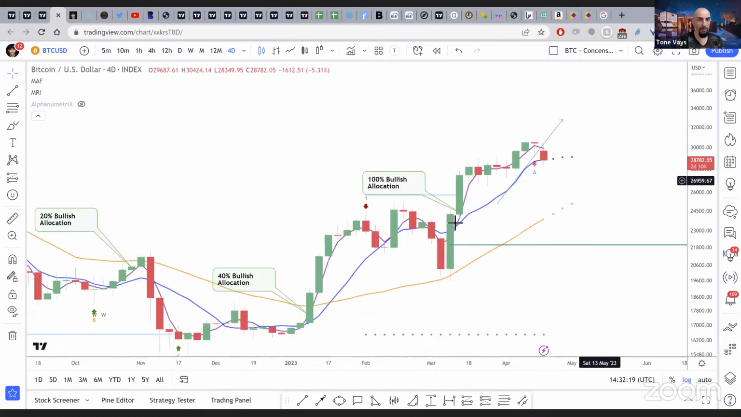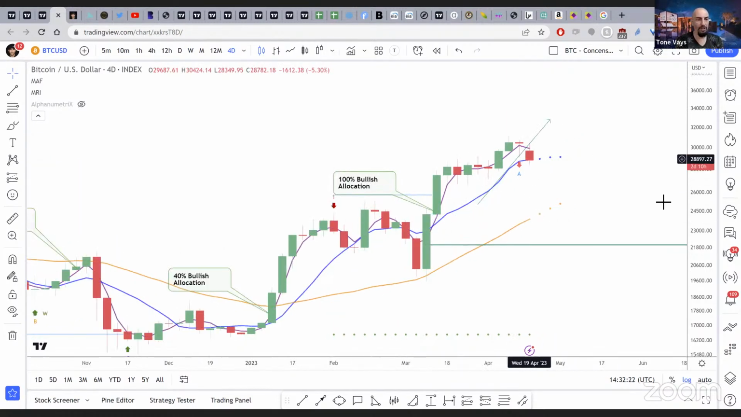So it's time to pay attention to our 100% bullish position. But for now, we're keeping it sailing.